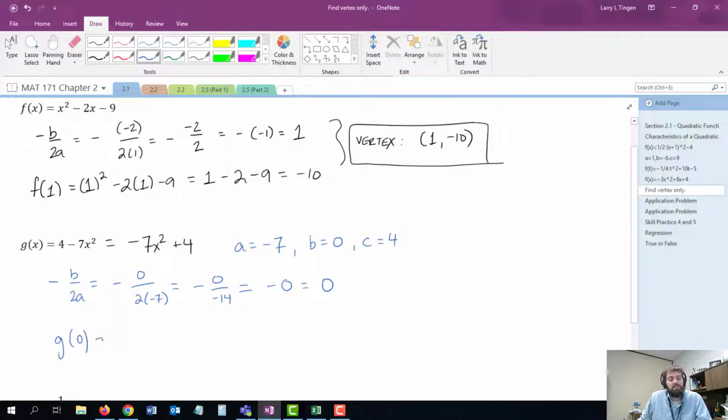So what do I get when I plug in 0 for x? If we do the rewrite like I have, that's negative 7x squared plus 4. Zero squared is 0. 0 times negative 7 is 0. 0 plus 4 is 4. So there's my vertex. My bad, I just got excited. Vertex of (0, 4).